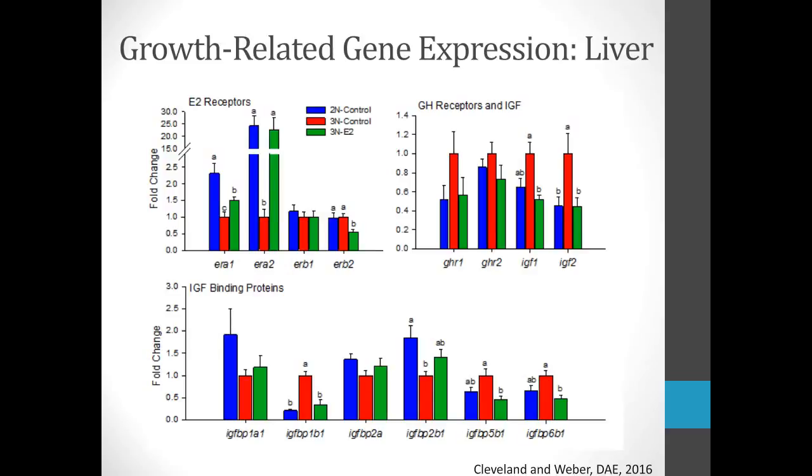It's also well documented that estradiol downregulates the growth hormone IGF axis, so it was nice to see the expected response for those genes. But the binding protein response, which is on the bottom graph, to estradiol and sexual maturation is certainly novel and supports that binding proteins are regulated during sexual maturation, in that estradiol is the dominant signal that's promoting the changes in expression.